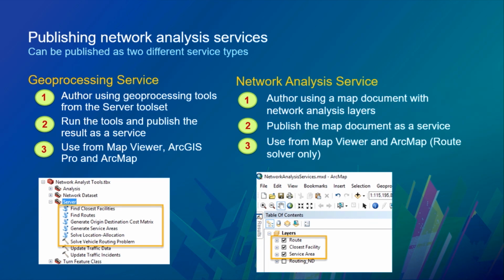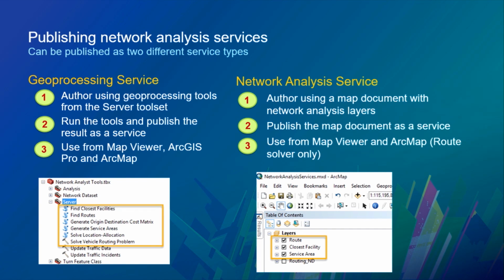So if you are publishing a geoprocessing service, you run 1 or more geoprocessing tools available within the server toolset in the Network Analyst toolbox. There is 1 tool per solver. You run them, you take the result of the tool, and then you publish that result as a geoprocessing service.